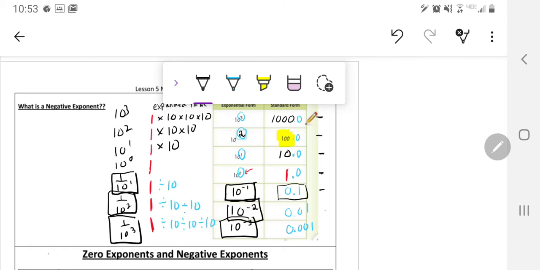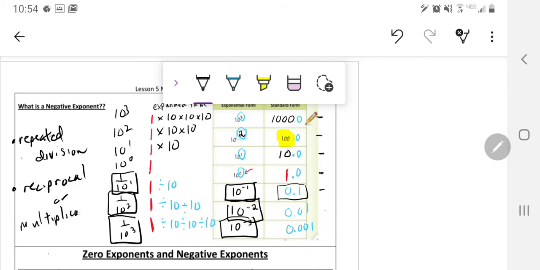All right, so what is a negative exponent actually? Well, it's either repeated division. We can think of it as repeated division, or we can relate it to reciprocal or multiplicative inverse. There we go. That's a terrible M.